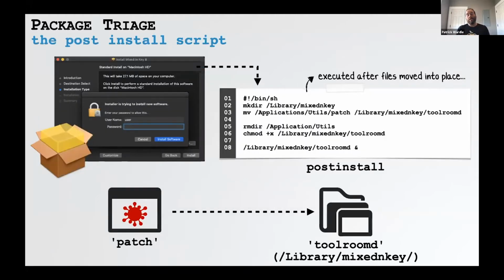Also, via the Suspicious Package tool, we can see that the PKG file contains a post-install script. So during the installation of the PKG file, right, when the user's double-clicked on it, the user will be prompted for credentials. After the installer has moved all the files into place, the post-install script will be automatically executed. Again, using the Suspicious Package tool, you can extract this script. I've shown it on the slides. It's about 8 lines of code. And you can see basically what it's doing is it's moving the unsigned patch binary into a directory called mixed in key, and then renaming the binary to toolroomd, which is then launched in the background.